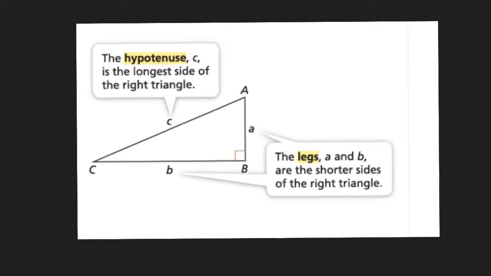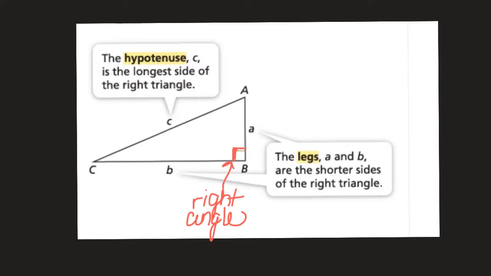Okay, I would like you to listen first, and then I would like you to pause and copy down this information. So I have this right triangle. I know that it is a right triangle because it has this box. This is the right angle box. So Pythagorean theorem only works with right triangles. That's important to know. Now there are 6 things identified here in my triangle.